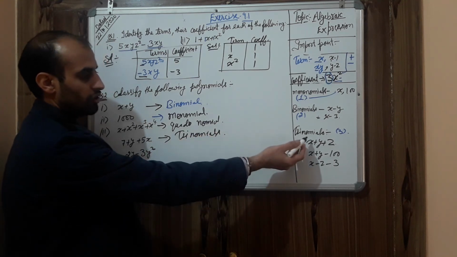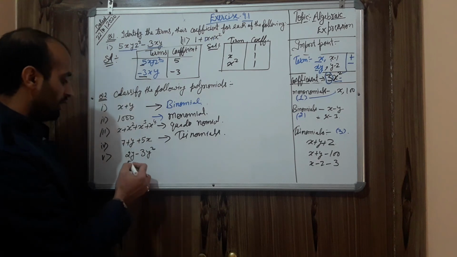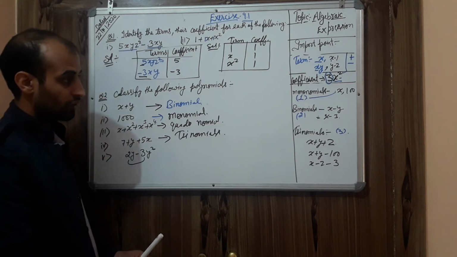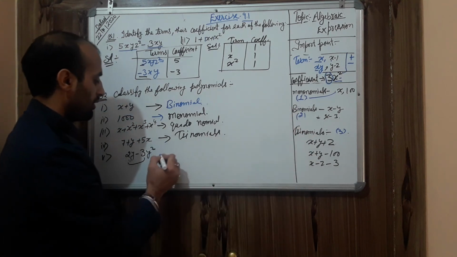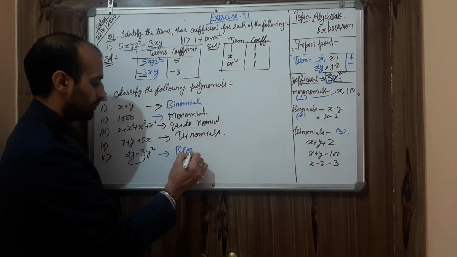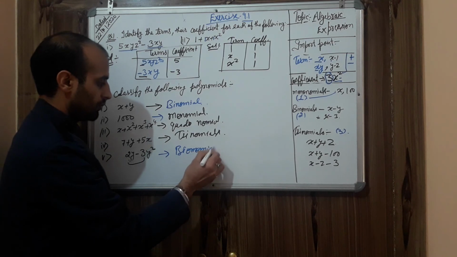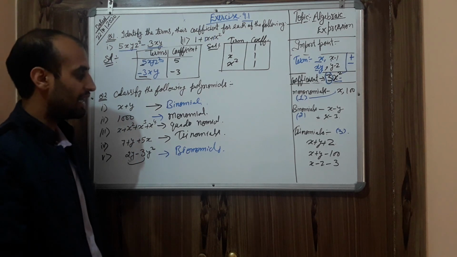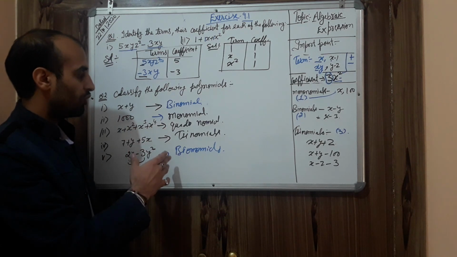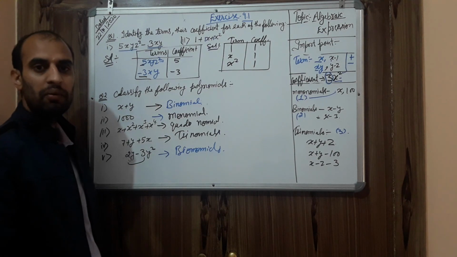I told you here also, you just count. In the last we have 2 terms. So if there are only 2 terms, it comes in the category of binomial. So I hope, my dear student, it is clear to you how to find out terms and their coefficients, as well as binomial, trinomial, or we can say classification of polynomials.